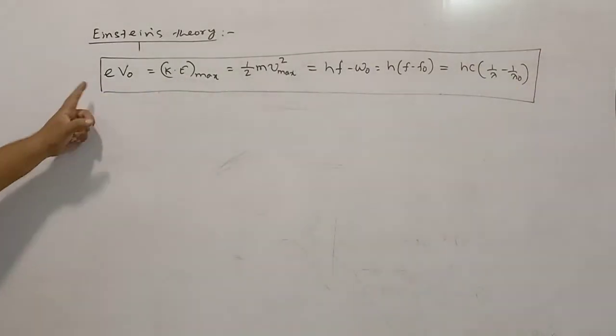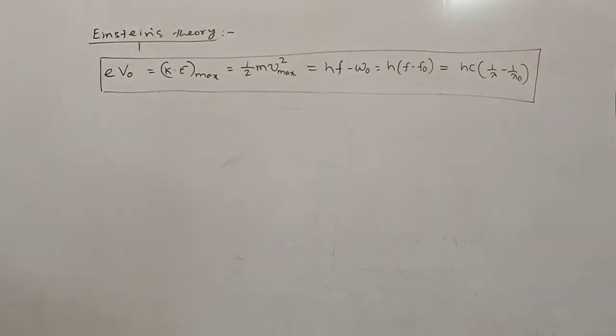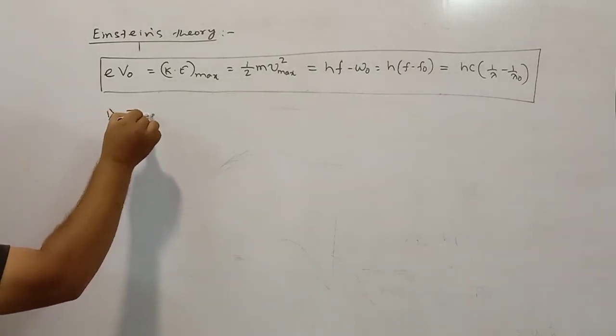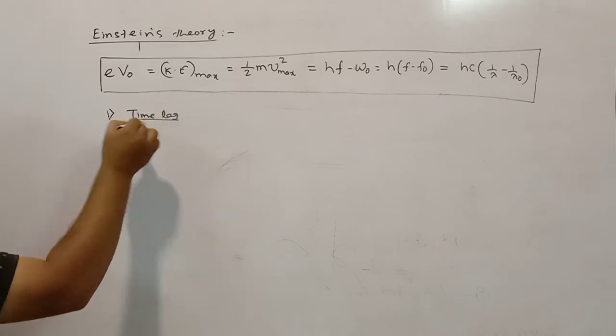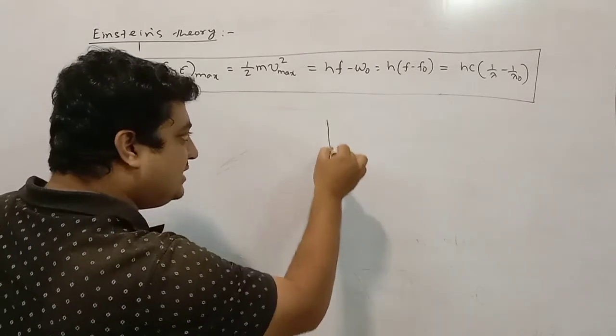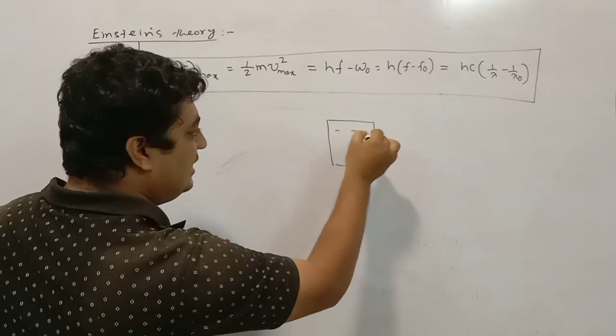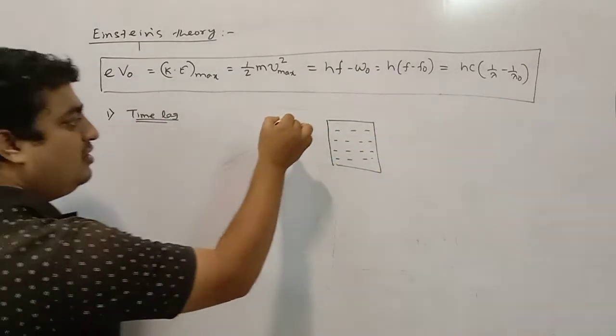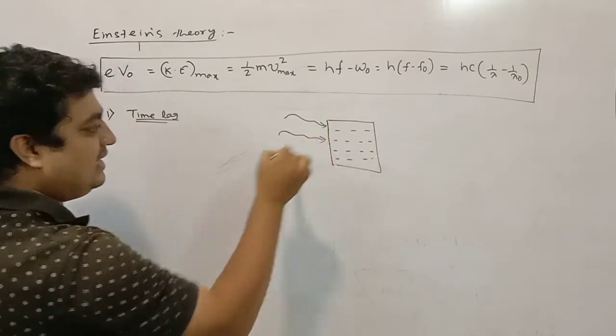So now, using Einstein's photoelectric equation, we will explain the laws of the photoelectric effect. The first law is about the time lag. Consider this is a metal surface. There are a number of electrons. Now, light is falling on it.